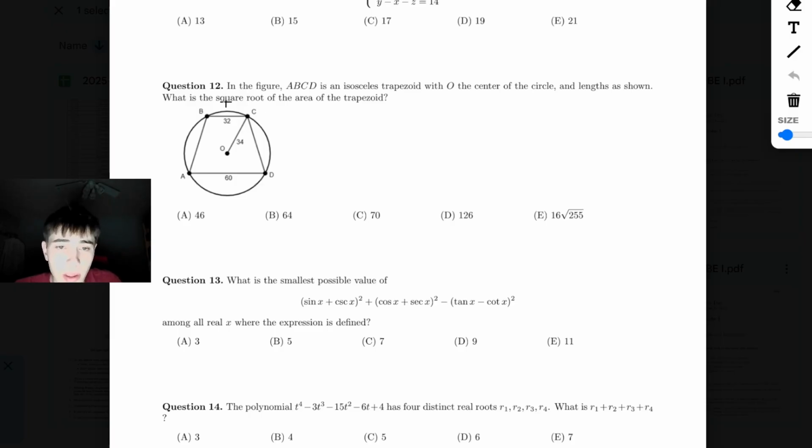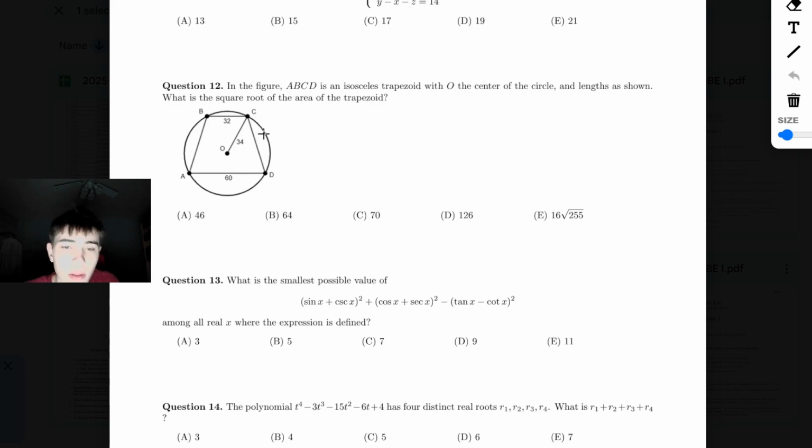Okay, number 12. So, in the figure, ABCD is an isosceles trapezoid with O the center of the circle, and the lengths as shown. What is the square root of the area of the trapezoid? Okay, so if you look closely, it being an isosceles trapezoid just means that this length is the same as this length, right? And this angle is the same as this angle, and this angle is the same as that angle, right? That's just what they mean. And what is the square root of the area of the trapezoid?